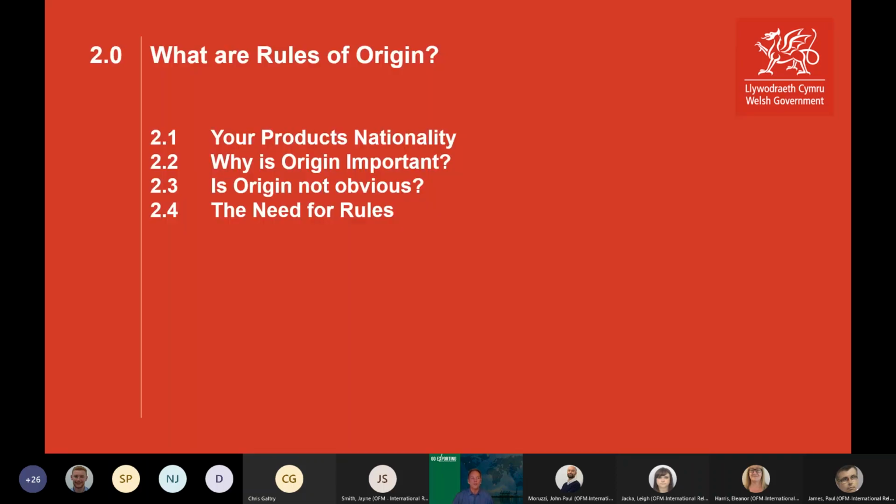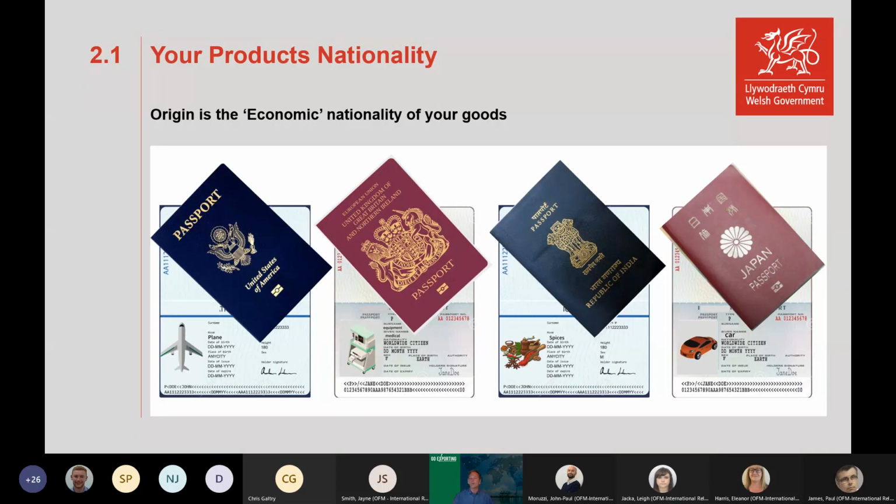So what are rules of origin? We're going to look at 4 different areas over the titles that you can see there. So firstly, rules of origin. Origin is the economic nationality of your goods. As you can see there, we've depicted passports from different countries with typical products from those countries. So it's like a passport for goods for each country.